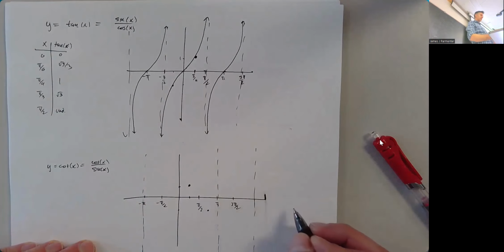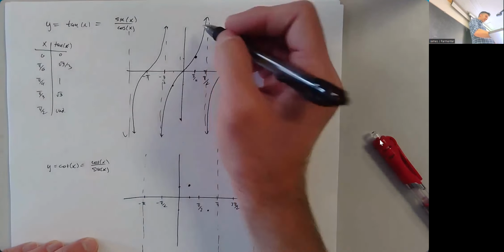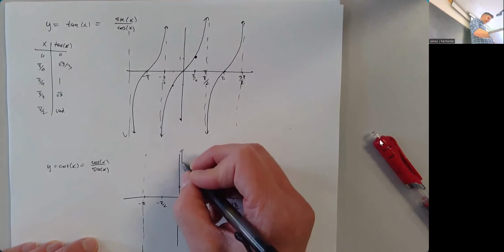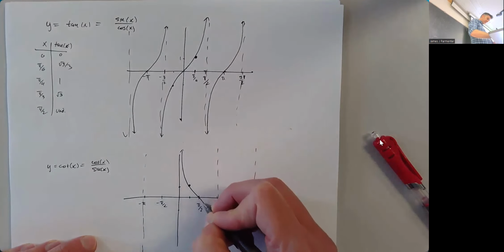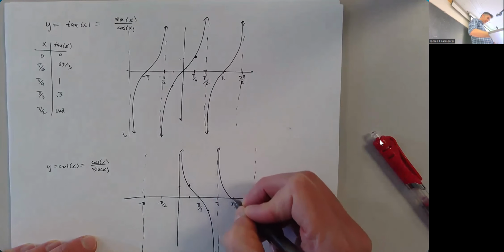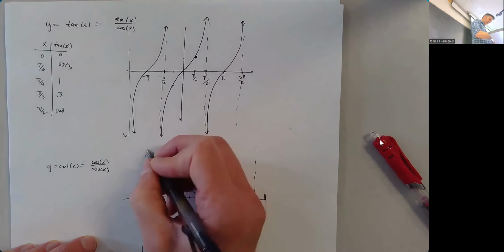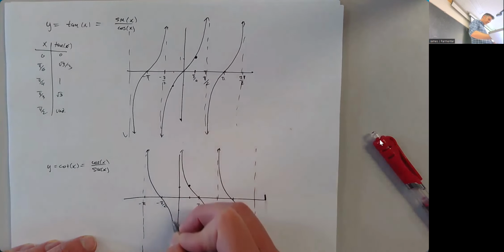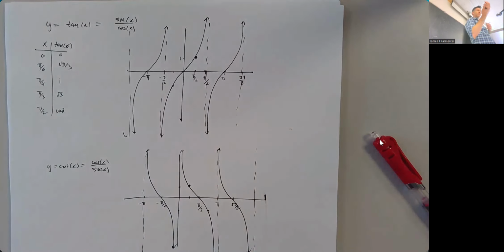So this one actually, instead of going up from left to right, goes down from left to right, but it has the same shape. And it just repeats itself over and over. Yeah, so there are the graphs of tangent and cotangent.